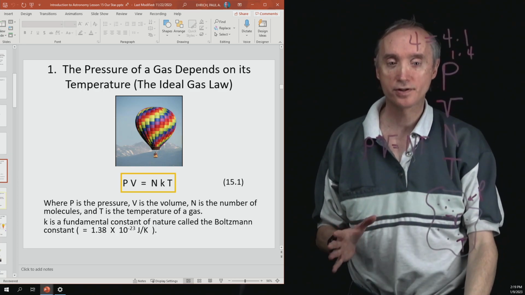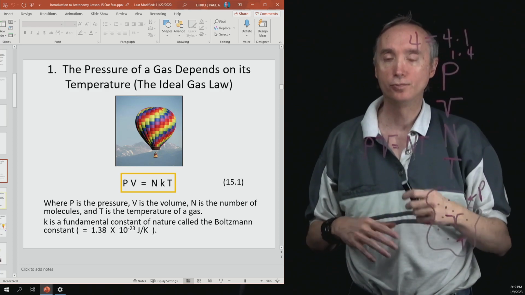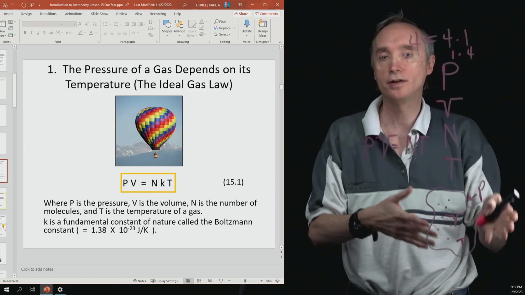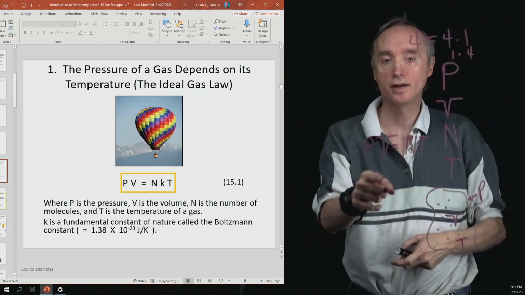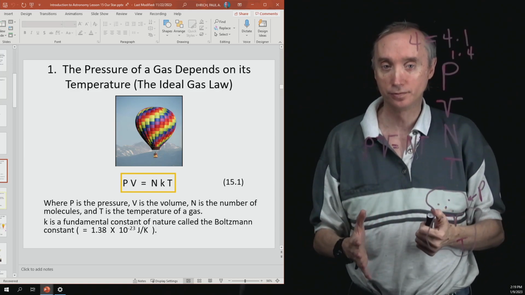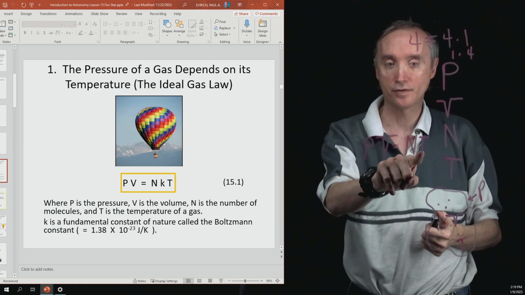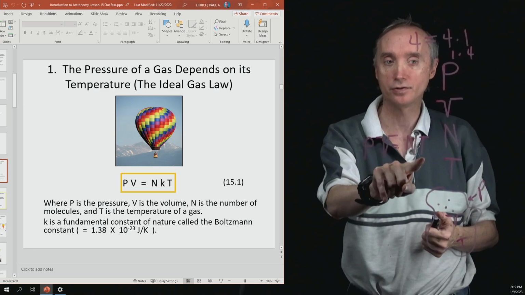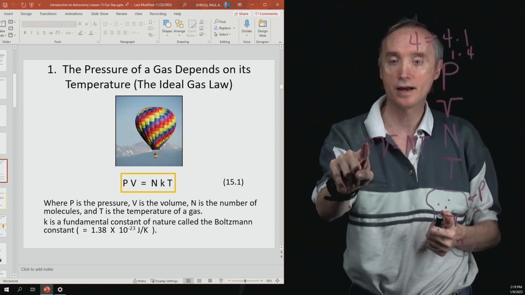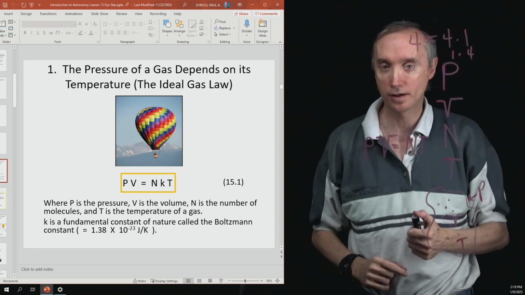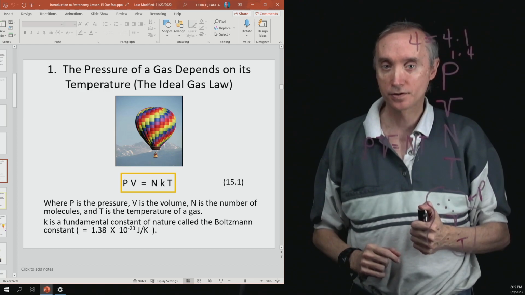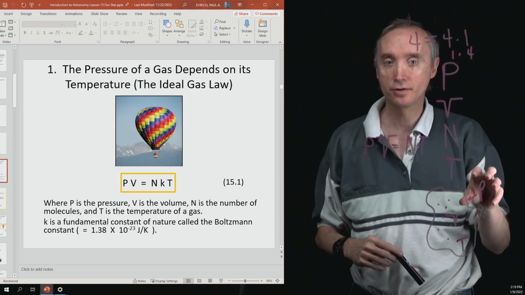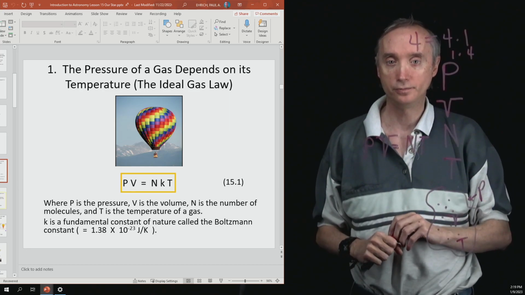In order to understand this, what we remember from algebra is that whatever you do to one side of the equation, you have to do to the other. Let's say that I double the temperature. If I double the temperature, I have to multiply this side of the equation by 2, which means I have to multiply this side of the equation by 2, so the pressure would double. If I double the temperature, I double the pressure.